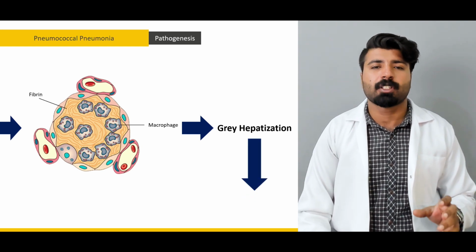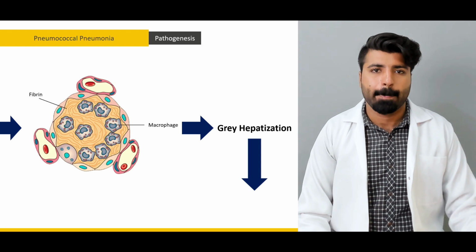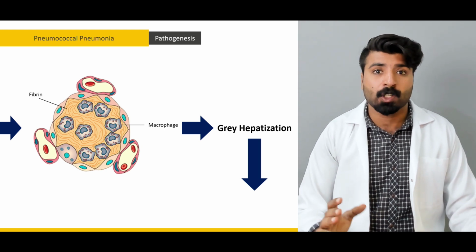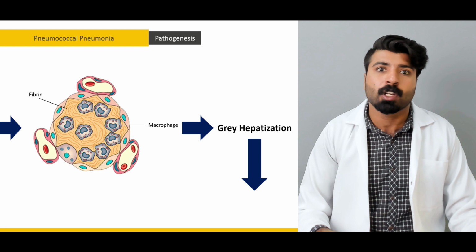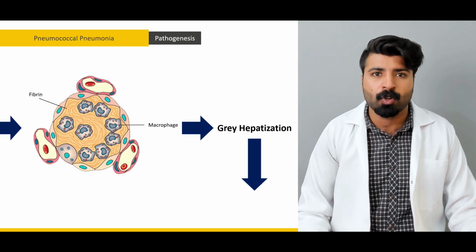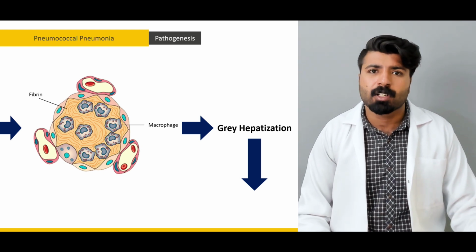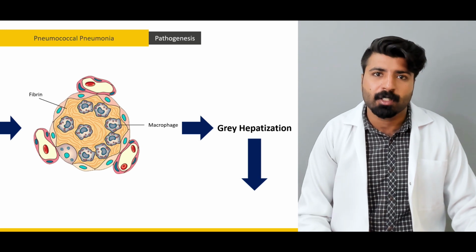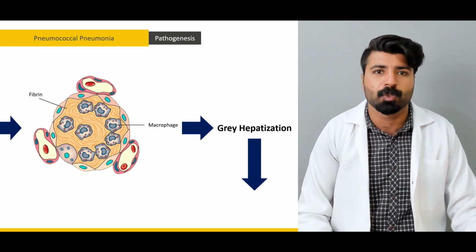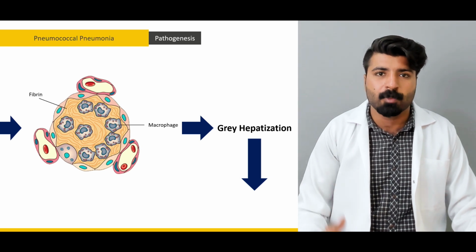After gray hepatization, in a normal person, I'm talking about the normal person. I'm not talking about an immunocompromised patient. I'm not talking about a chronic patient of some disease. I'm not talking about an anemic patient. I'm not talking about an elderly patient. I'm talking about a healthy individual with a normal immune system working.